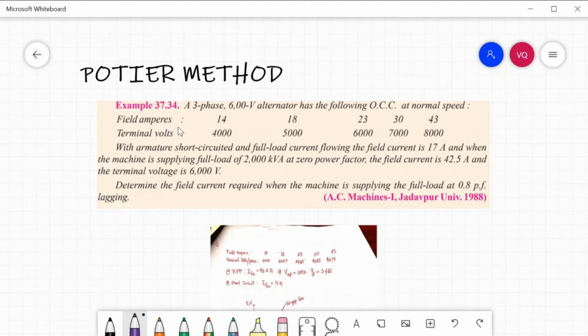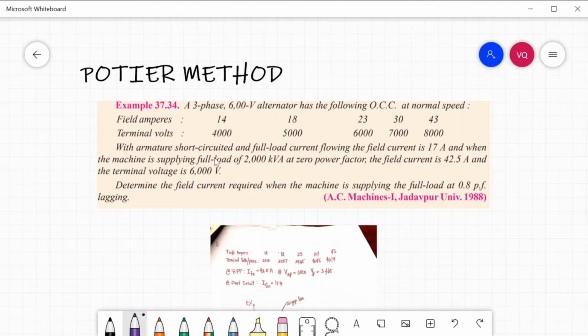We have field amperes 14, 18, 23, 30, and 43. The 3-phase terminal voltages are 4,000, 5,000, 6,000, 7,000, and 8,000. With the armature short-circuited and full load current flowing, the field current is 17 amperes, and when the machine is supplying full load of 2000 kVA at zero power factor, the field current is 42.5 amperes and the terminal voltage is 6000 volts.